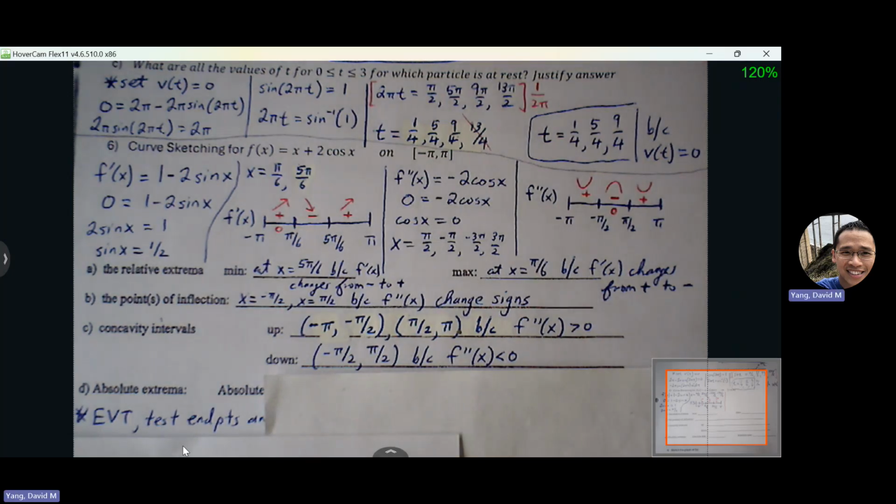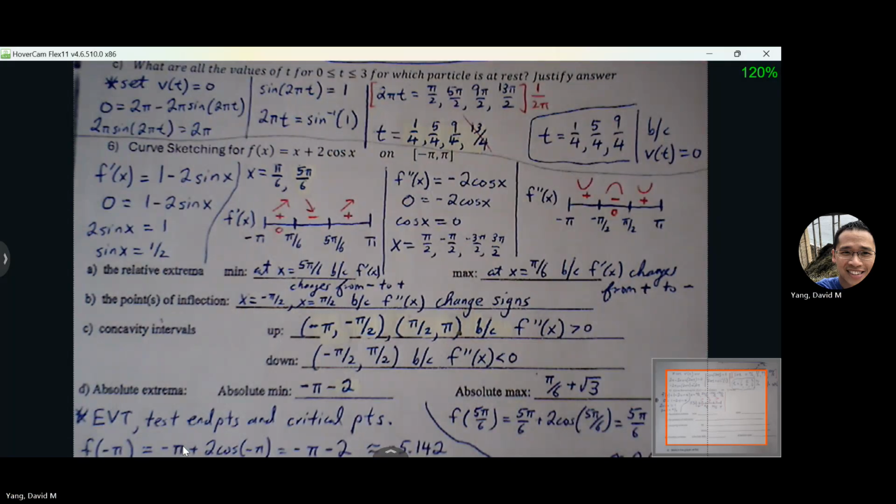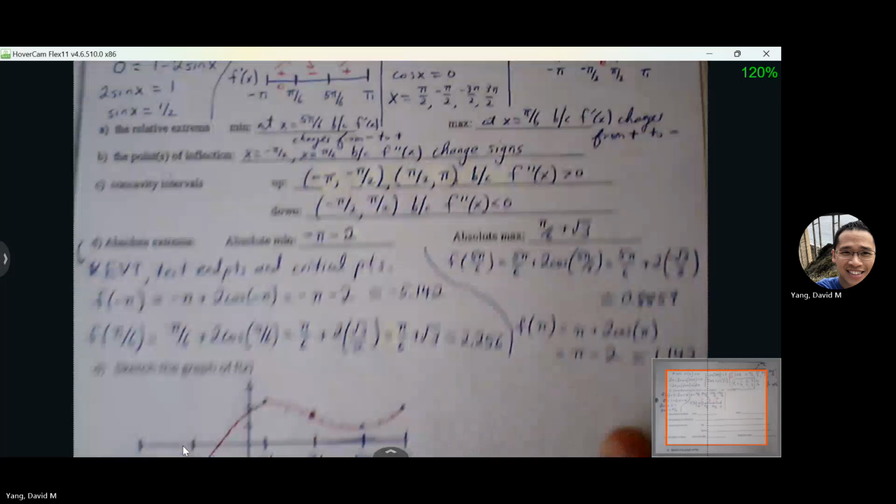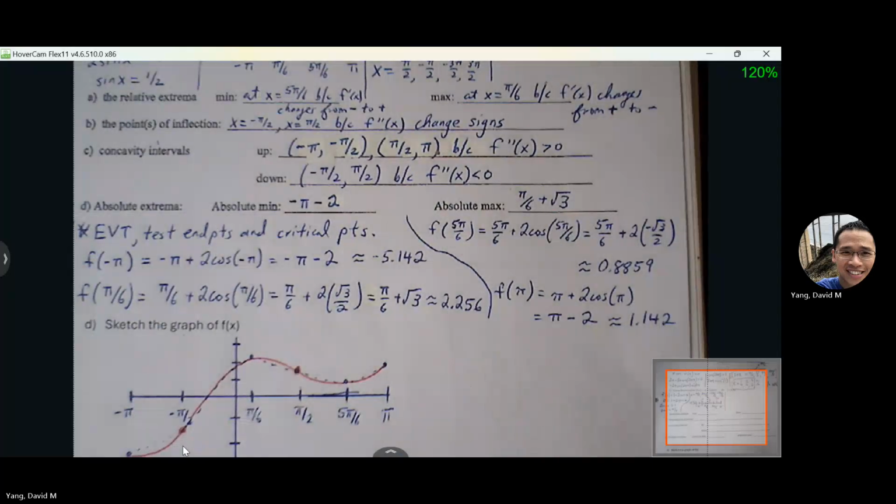Do you know the relative min and max points? I just wanted to see if I got one. Yeah, I didn't find the ordered pairs for the points of inflection. Let me go ahead and do that.